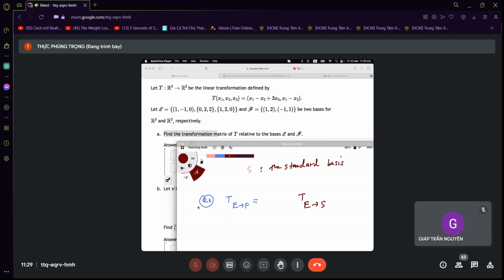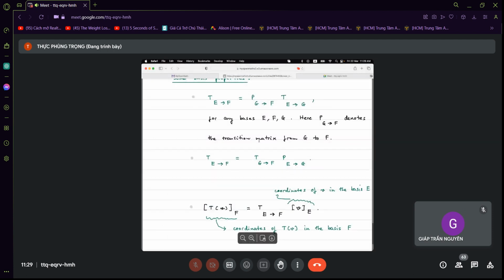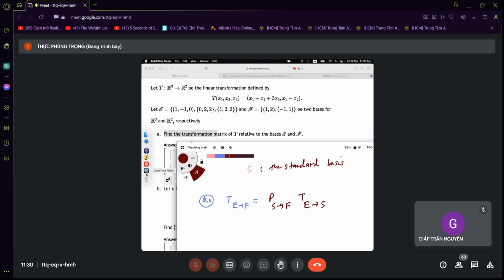So how to go from E to F? First, you go from E to S, and then you need to go from S to F. So you need to write P, S to F. Do you see that? Right here, or right here? Yeah, so let me do it again.